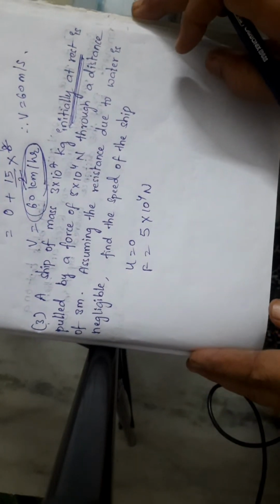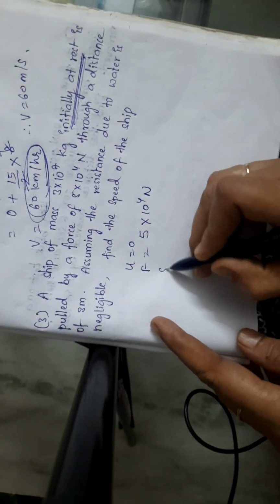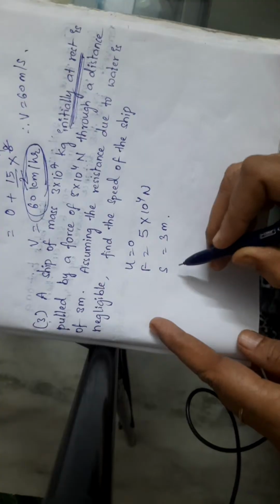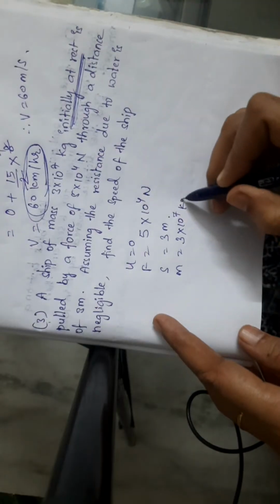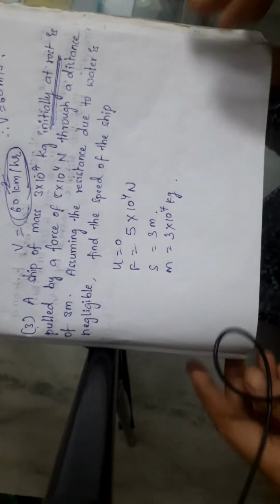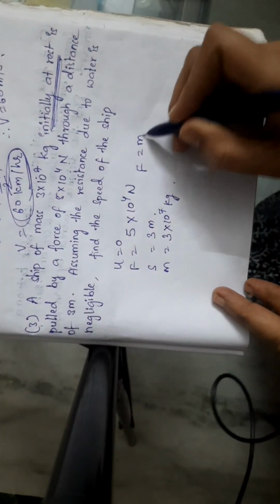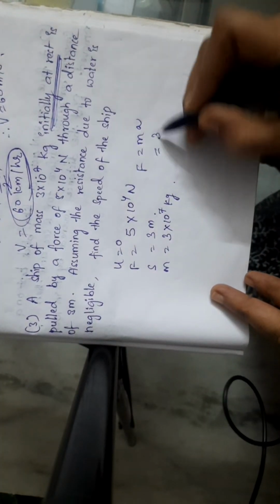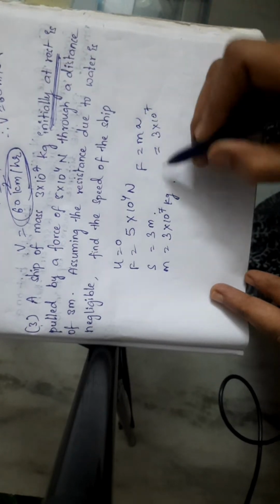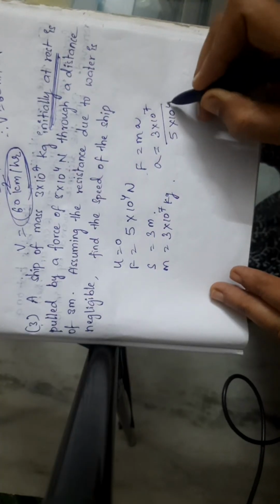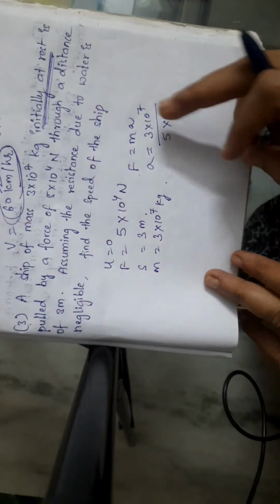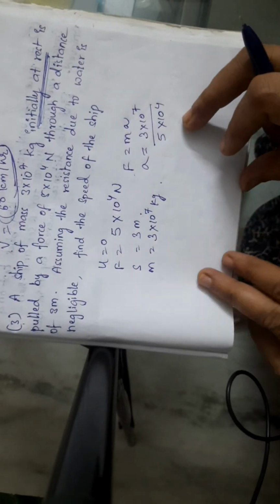Next, through a distance of 3 meter. Distance is given 3 meter, mass is given 3 multiplied by 10 raised to 7 kg. Whenever force and mass are there, the point must come to your mind that you need to use the force formula. So force is ma, mass is 3 multiplied by 10 raised to 7. To find a, force will be divided by mass, 5 multiplied by 10 raised to 4.